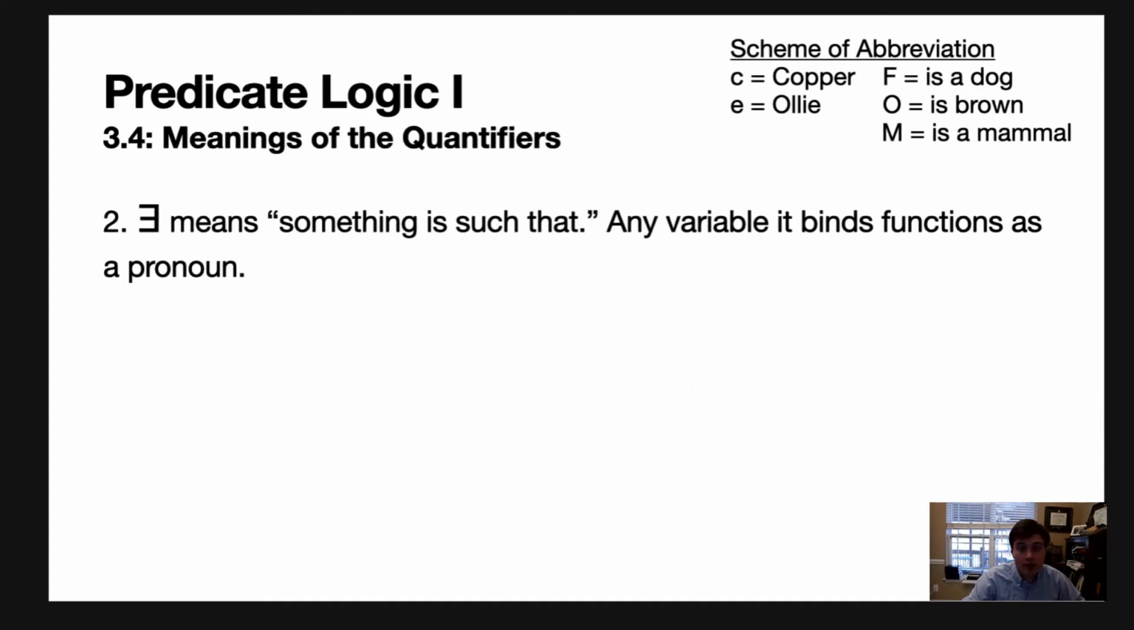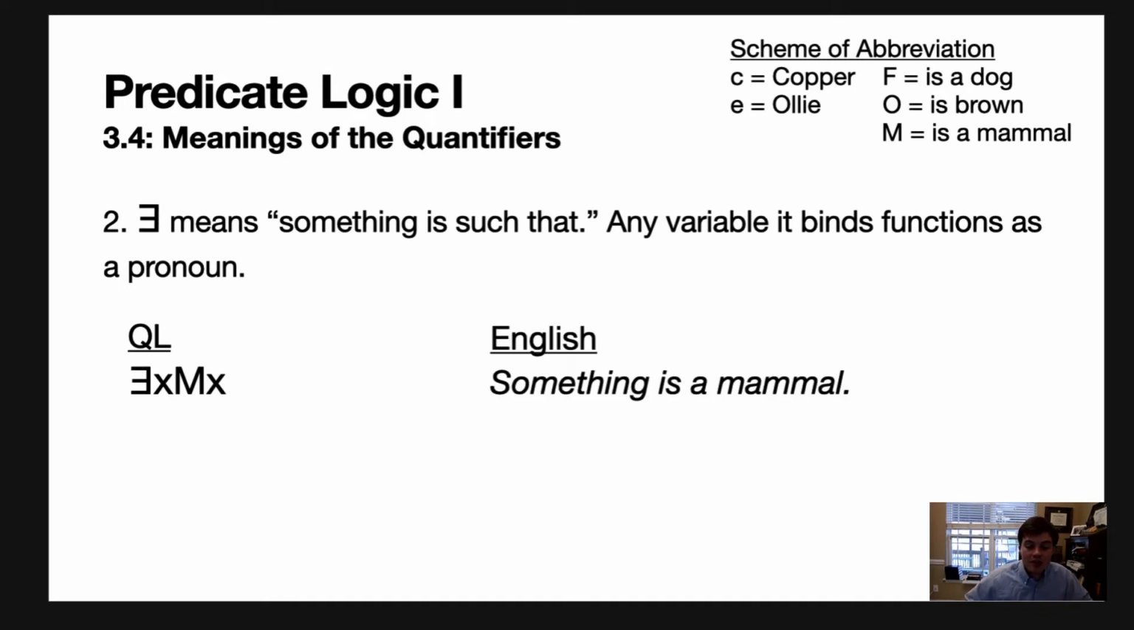Okay, so secondly, we've got our existential quantifier sign, which means roughly something is such that, where the such that is going to be filled in with predicates and variables, and occasionally name letters, as we'll see later. So suppose you have something is M, or in the symbolic language, there is some x such that x is M. How would we translate that? Well, in English, what this is saying is not everything is a mammal, but something is a mammal.